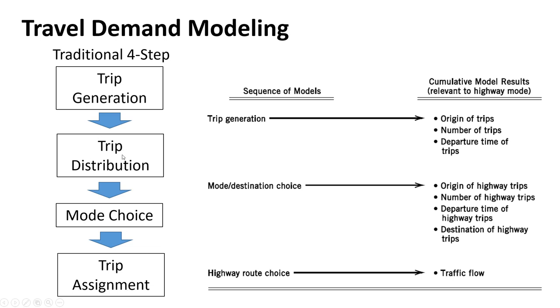Distribution is where you're figuring out where people are going to. So trip generation is this zone creates so many trips. This is where they're going to. Here's the mode they're going to use to get there. Could be highways. And then finally, trip assignment is putting you onto a road and assigning that trip to a certain route.